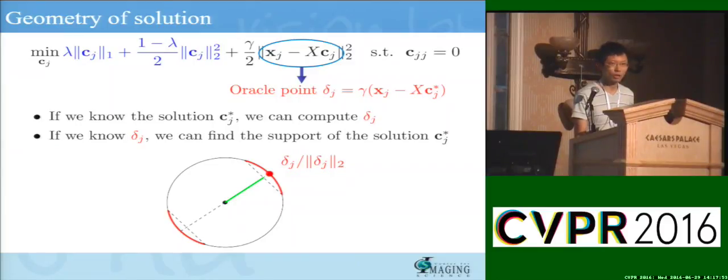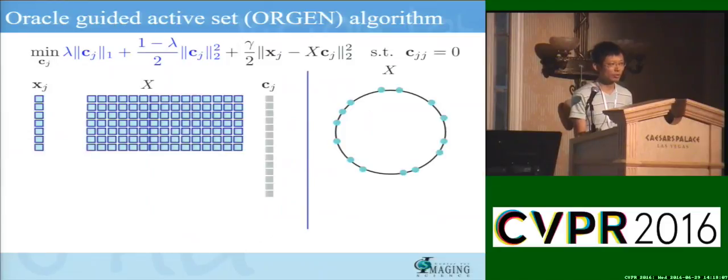In this way, we are essentially reducing a large-scale problem to a small-scale problem, because we only need to consider points in the oracle region. So the point here is that the oracle point can only be computed once we have solved the optimization problem. So what we propose to do here is that we iteratively update the oracle region and a support set until convergence, and the procedure is illustrated in this slide.